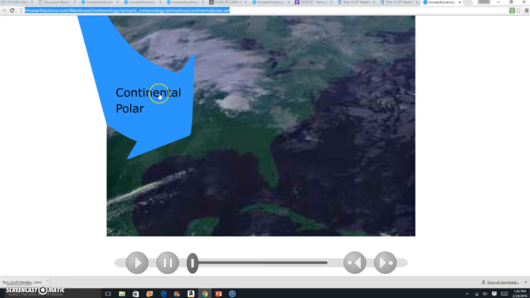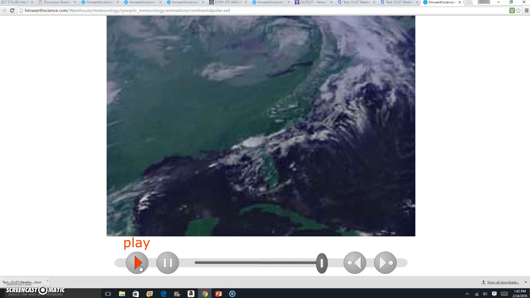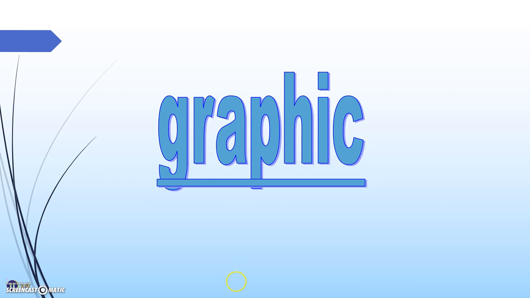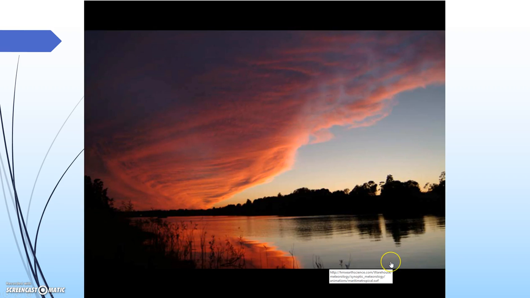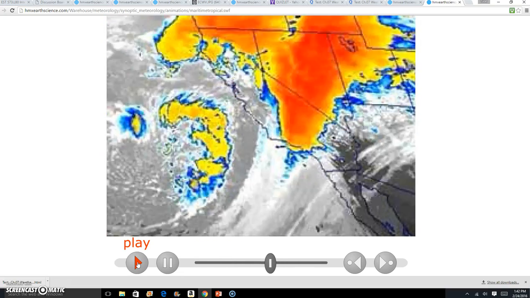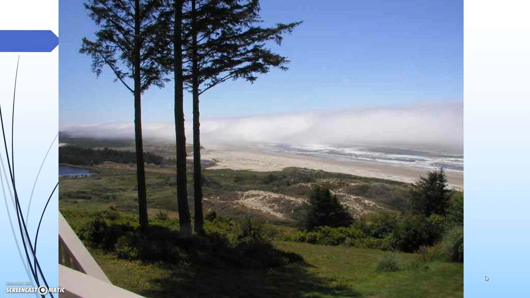Here's an animation of a continental polar air mass moving in from Canada. Here's an image of a cold front, with the right side being the cool and dry air. Now here's a warm front, maritime tropical. So you have warm, tropical, wet air from the ocean entering California. Another maritime tropical air coming in from the ocean.